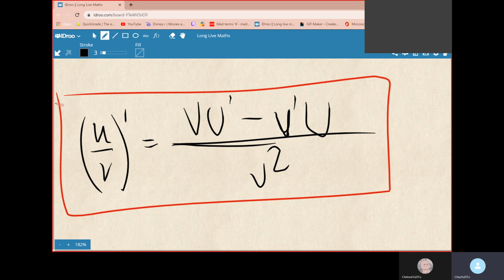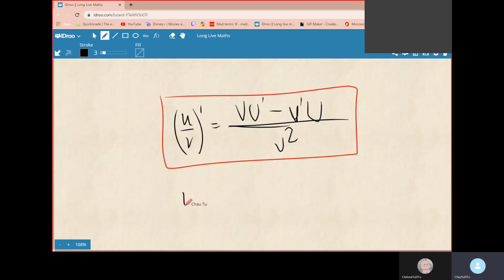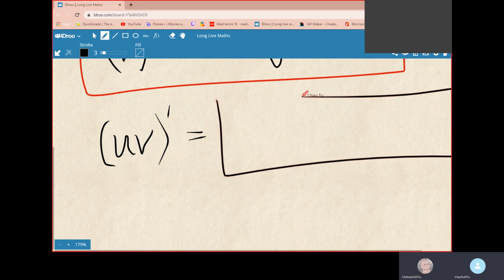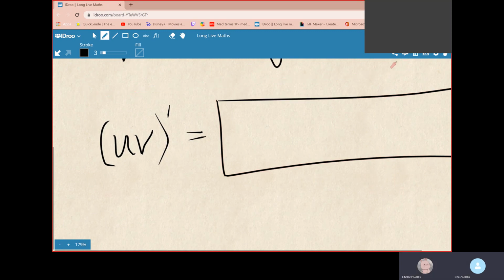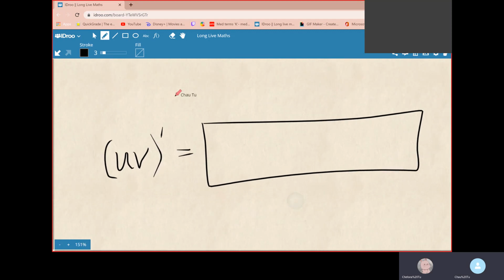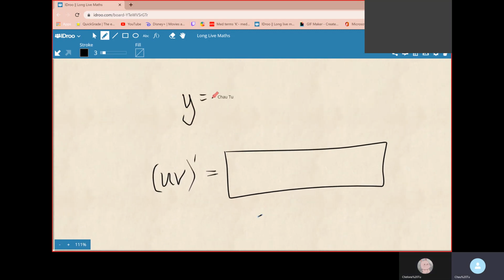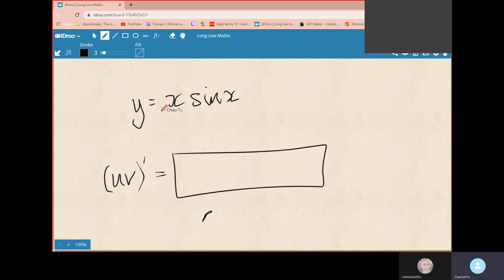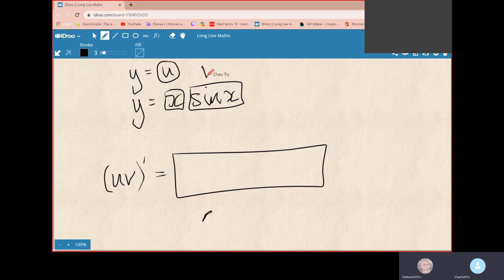Okay, and what about the product rule? What happens if you try and differentiate one thing times another thing? So you've got two blocks, two functions, and they're being multiplied together. So you have to keep the first, change the second, then change the first, keep the second. We'll put it down in writing.